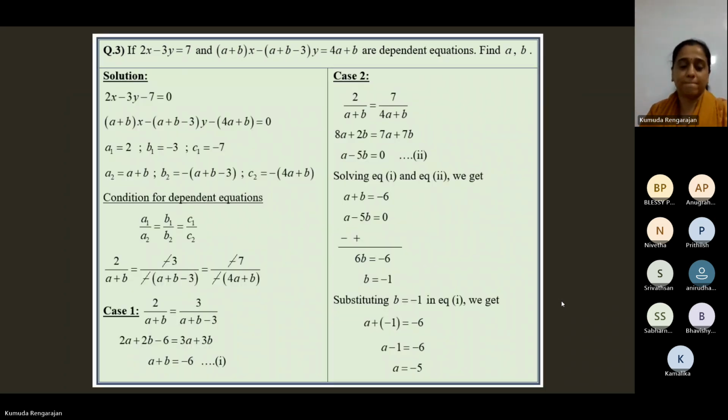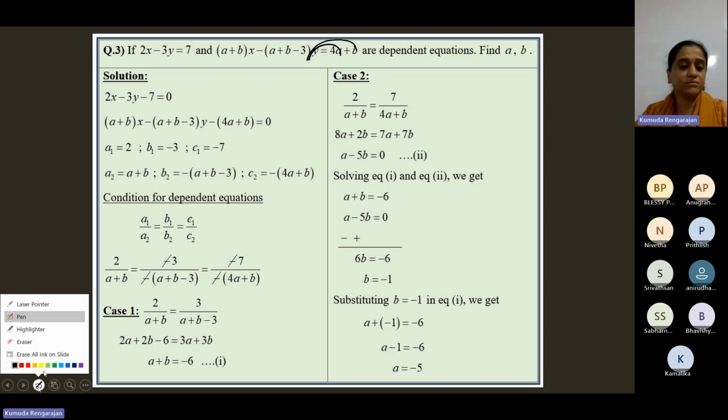So this one, children, I've told you, just put a bracket here and bring it to the other side as minus of 4a plus b. You must remember all this. Or if you bring it separately, it will be minus 4a minus b. If you bring 4a to the other side, it will be minus 4a, b to the other side, minus b. Minus 4a minus b is equal to 0.